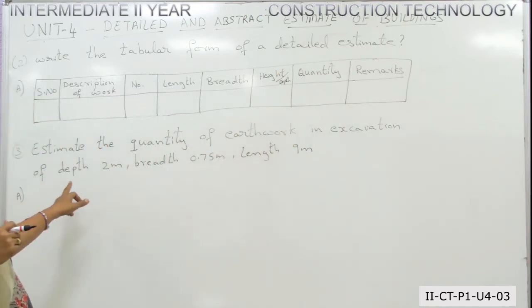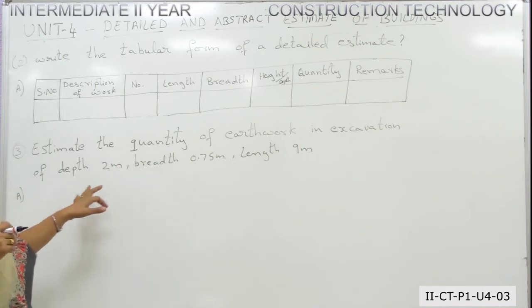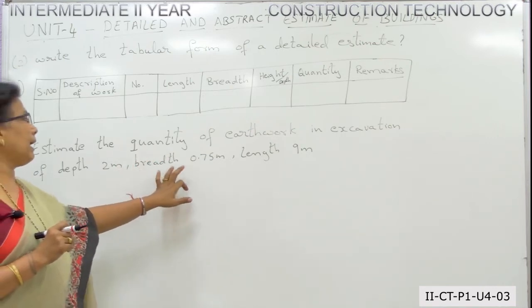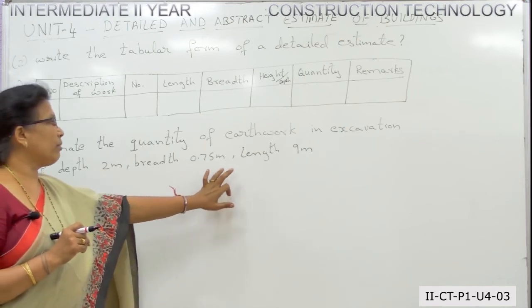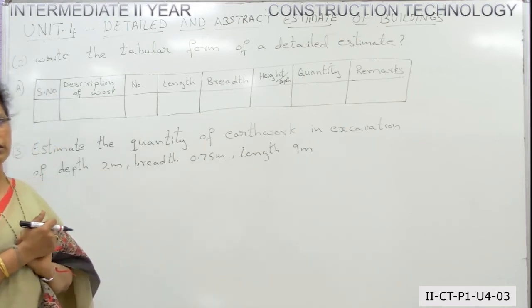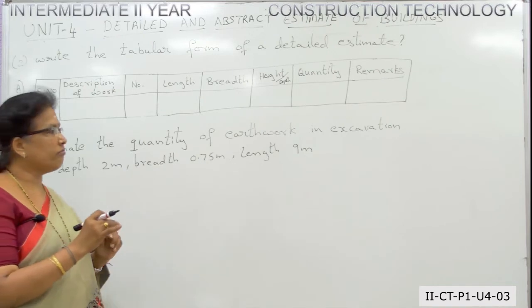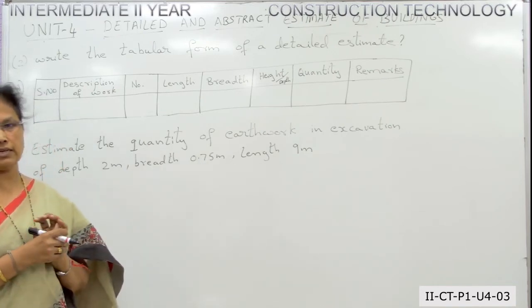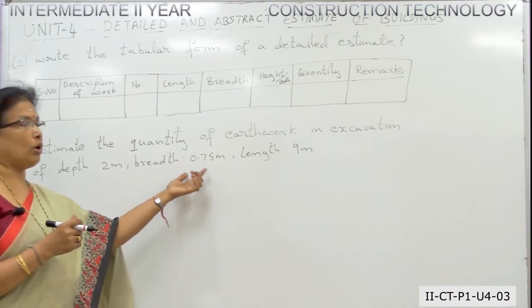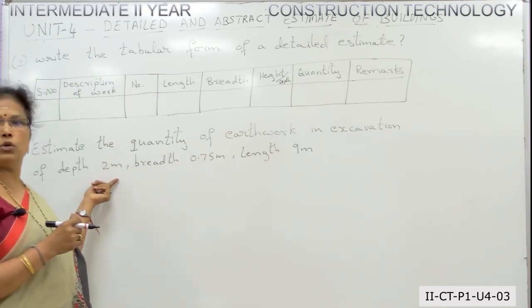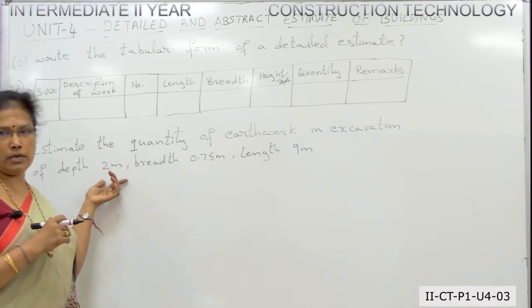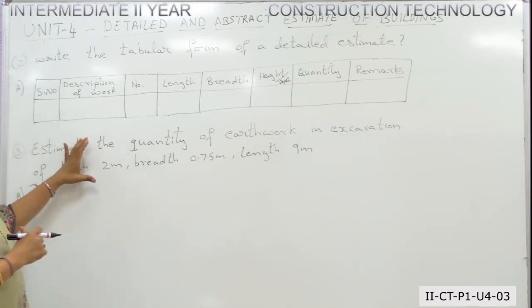Next question is number 3. Estimate the quantity of earthwork in excavation of depth 2 meters, breadth 0.75 meters and length 9 meters. Suppose there is some wall of 9 meters length. For that you need to excavate. The breadth is 0.75 and the depth is 2 meters. Depth means below the ground level, that is 2 meters.